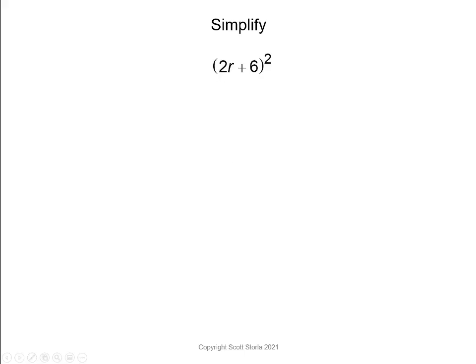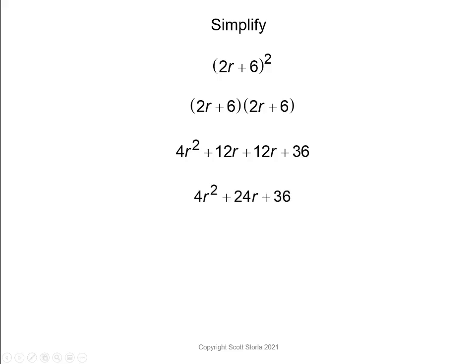Try this one. If we multiply two factors of the base, we're going to get 4r squared plus 12r plus 12r plus 36. When we collect like terms, this simplifies to 4r squared plus 24r plus 36.